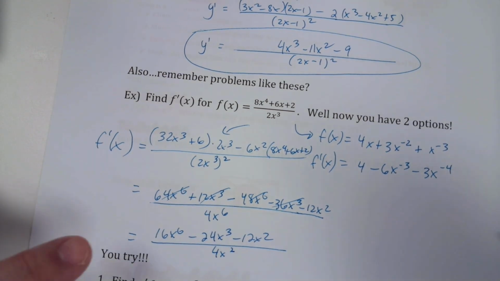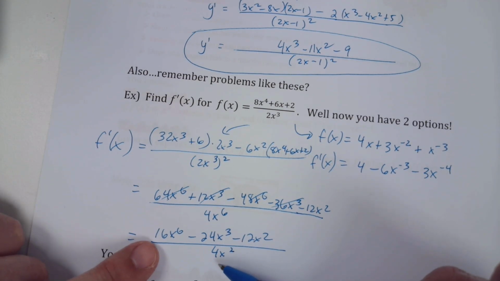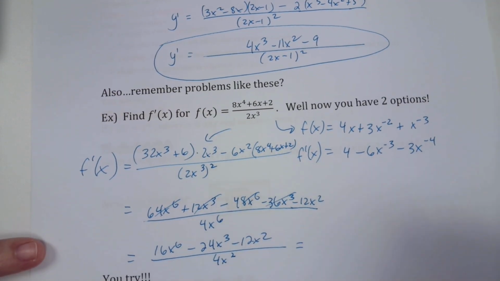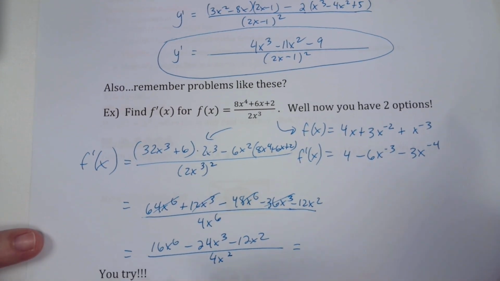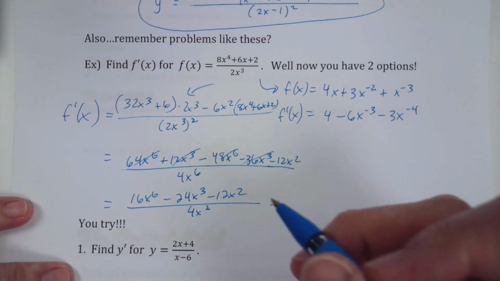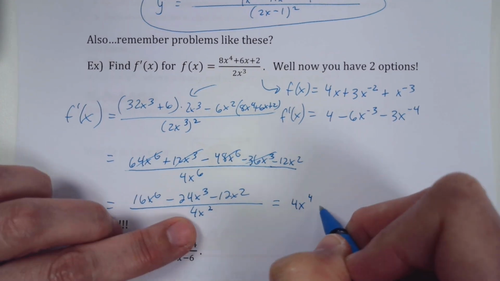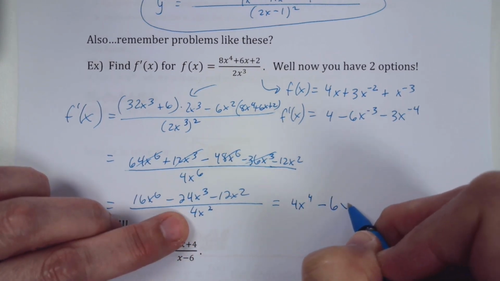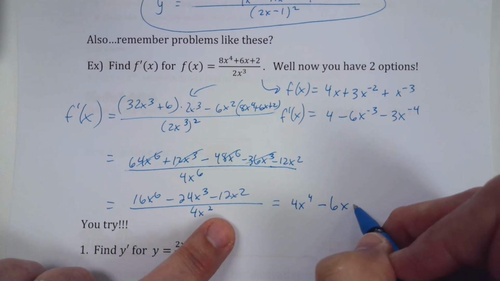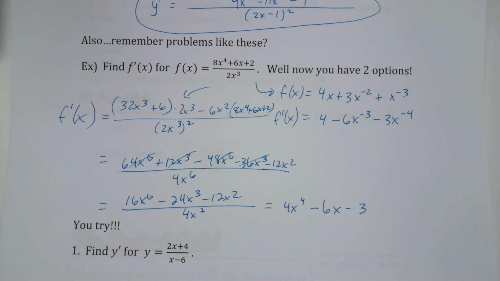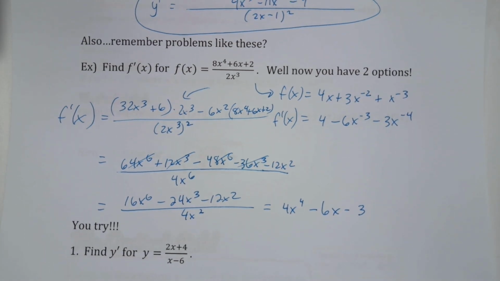All right, so let's take a look at this. If we did this, do you see how this would be 4x to the fourth, right? So what's happening here? Let me just check real quick. So we got 4x to the fourth minus 6x minus 3. All right, so why didn't those come out the same? Give me a second to think about this for a second.